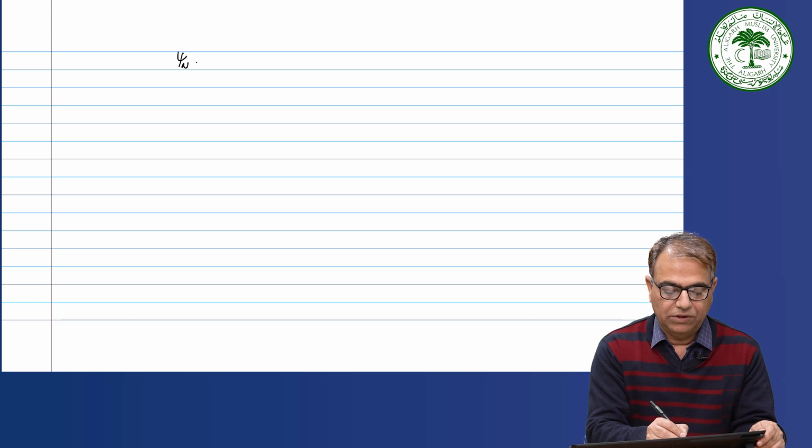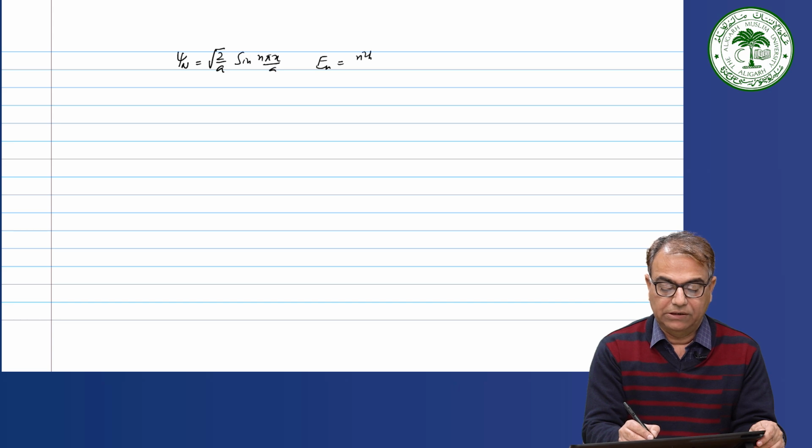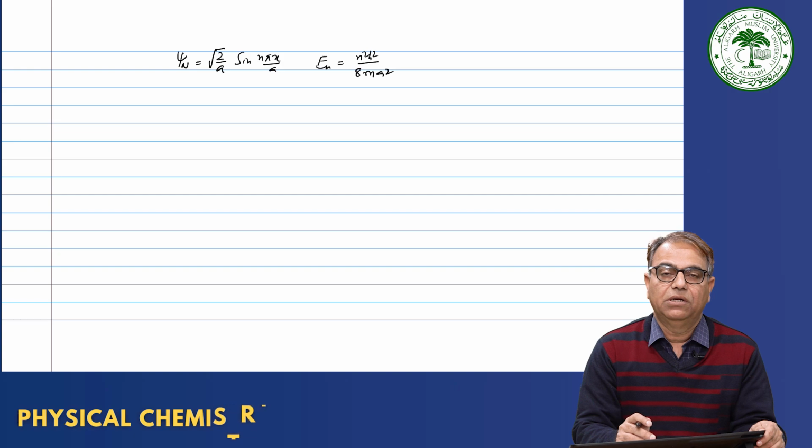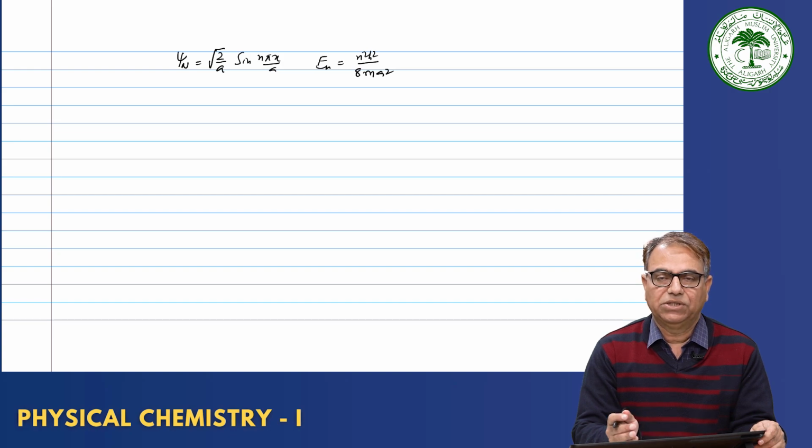the equation of the normalized wave function, root 2 by a sine n pi x upon a, and we derived the energy equation also as n square h square divided by 8 m a square. Then I talked about its application to conjugated diene molecules, how you can find out the wavelength of the radiation which is required for emission or absorption of such conjugated diene molecules. Okay, and then I extended the concept to the two-dimensional box model.